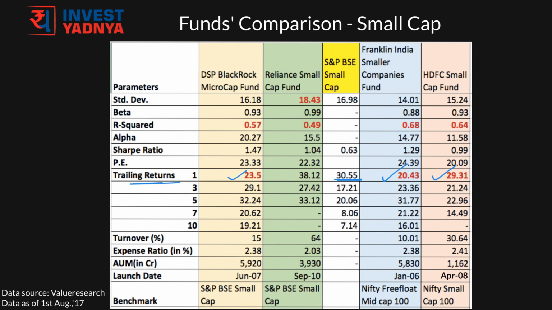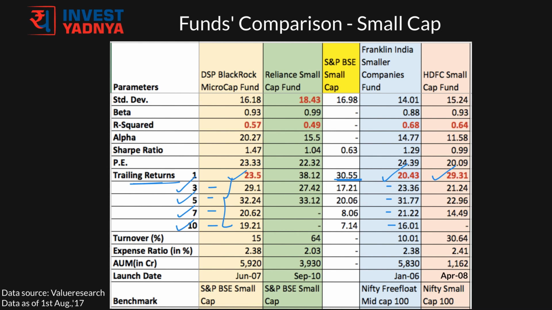But all the funds beat their benchmark in 3, 5, 7 and 10-year trailing returns. DSP BlackRock fund beats the benchmark by more than 10% in 3, 5, 7 and 10-year trailing returns. Franklin India Smaller Companies Fund beats the benchmark by more than 10% in 5 and 7-year trailing returns and by more than 6% in 3 and 10-year trailing returns.